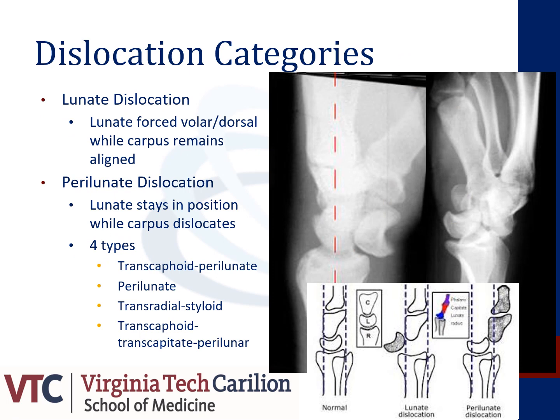So there are two categories for dislocation. It is a lunate dislocation, where the lunate is forced either volar or dorsal while the carpus remains aligned with the distal radius, or a perilunate dislocation, where the lunate stays appropriately positioned in the lunate fossa and the carpus dislocates. In the setting of a perilunate dislocation, there are four types. There is the perilunate, the transscaphoid perilunate, the transradial styloid, the transscaphoid transcapitate perilunate.